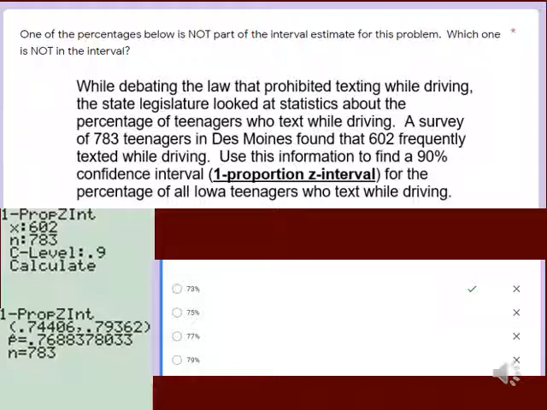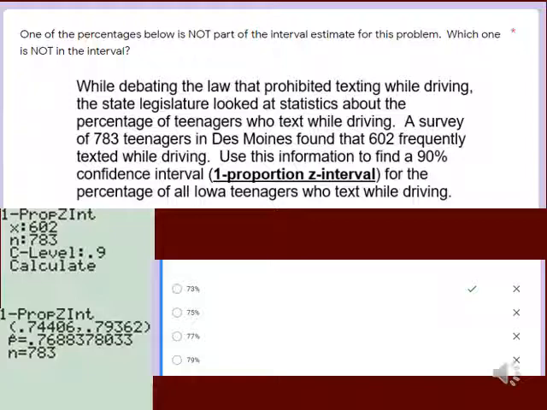Now, if you look at what I actually typed into that input screen, I put X is 602, and N is 783. The important thing is that the smaller number has to come first. It's 602 out of 783. You need to sort that out and think which one's which. Confidence level's 90%, and I go to calculate.